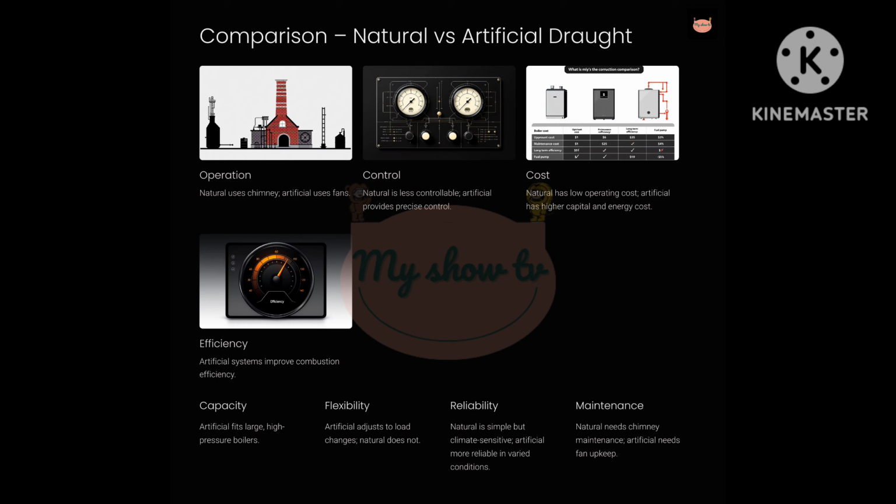8. Maintenance. Natural draft systems need chimney cleaning. Artificial draft systems require fan and motor maintenance. By understanding both systems, students can choose appropriate designs in real-world applications depending on the size and need of the boiler.